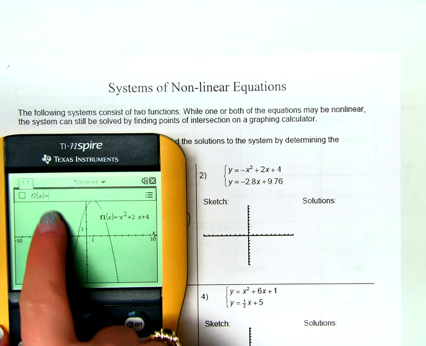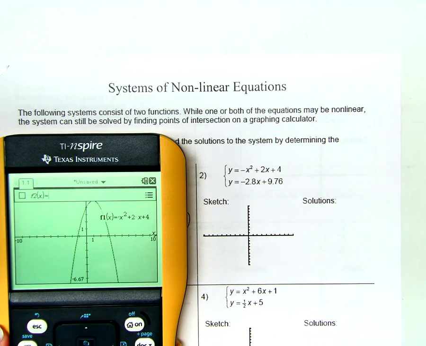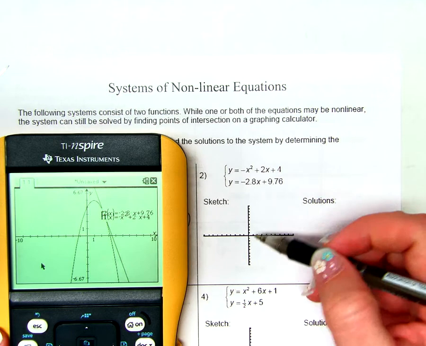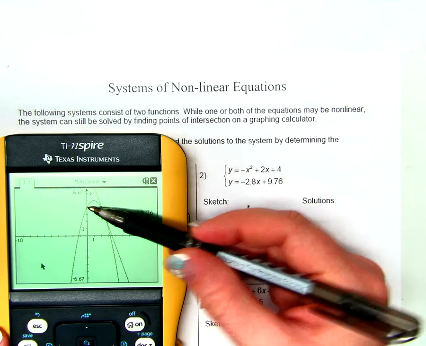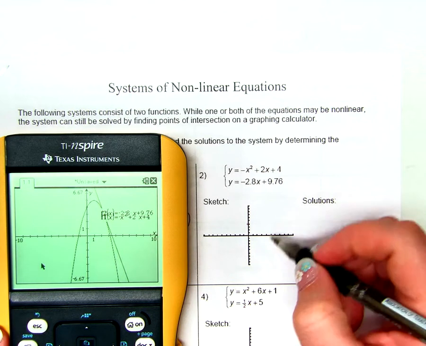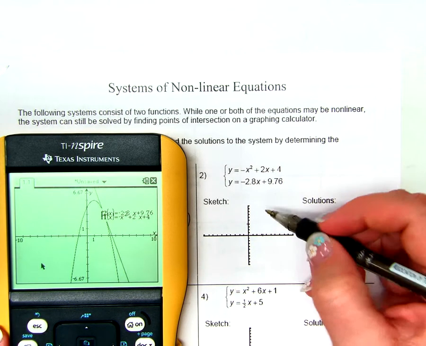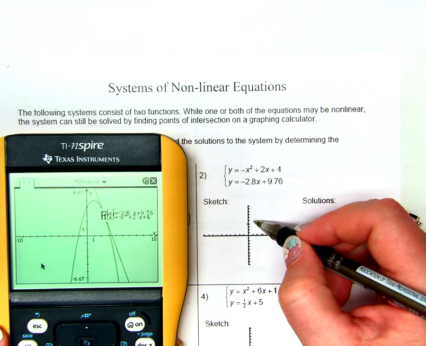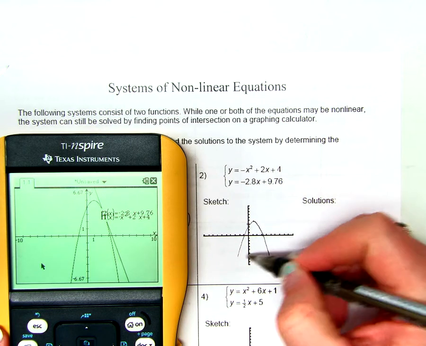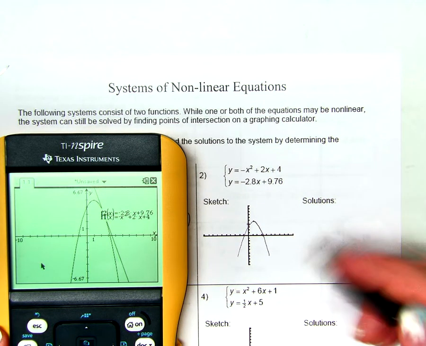Now let's enter this one. Tab to get another equation line to come up. Negative 2.8x plus 9.76, and we get a line. Okay, so carefully, 1, 2, 3, 4. It looks like it crosses at 4, and then it looks like it crosses a little past 3. Looks like right there is where the vertex is. So I'm going to do that. So that's close-ish.